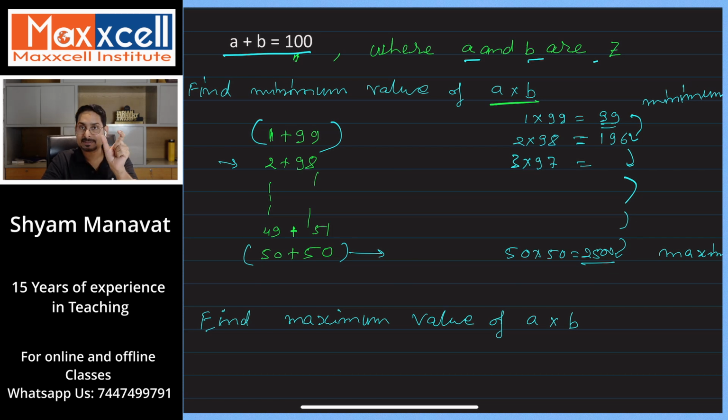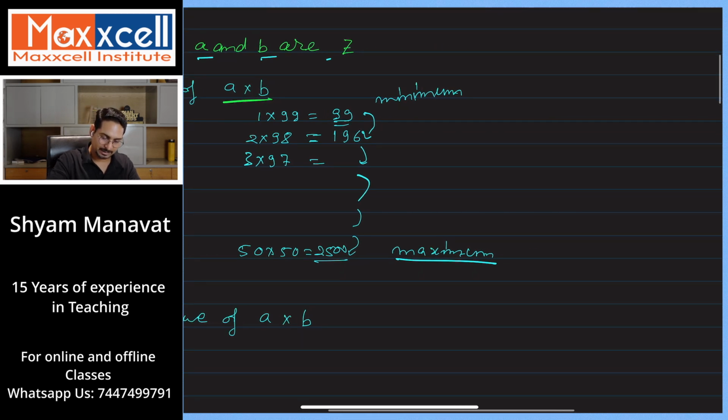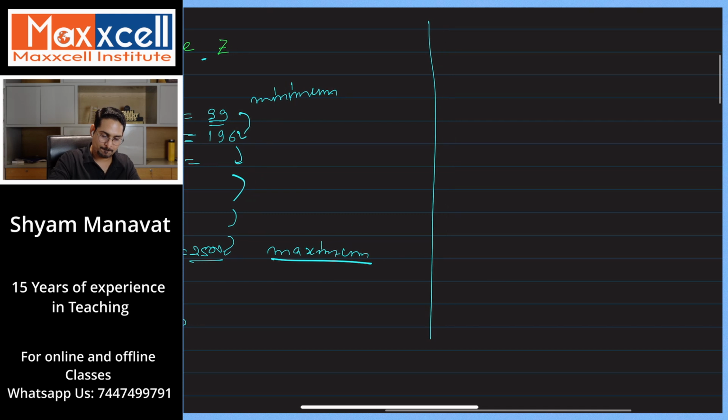So you get, if sum is given, you get product minimum when the values of A and B are as far as possible, like 1 and 99. And you get maximum when the values are as close as possible, like 50 into 50. For example, एक और मैं आपको एग्जाम्पल देता हूं. अगर मैंने ऐसा बोला a प्लस बी इक्वल टू 101.